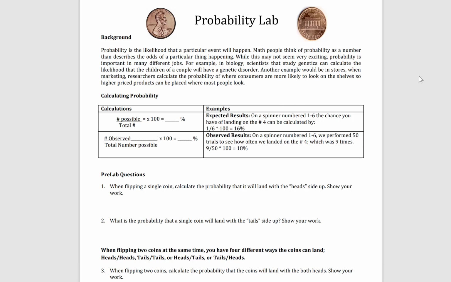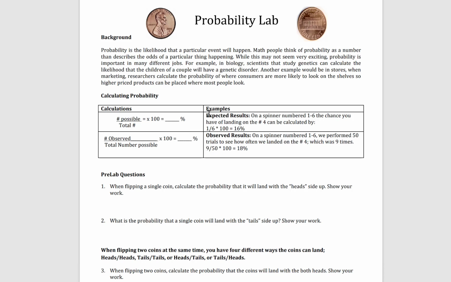So at the top, it's going to give you some background on what probability is. And here they just show you how to calculate probability. So you have number of possibilities over the total number, and then you multiply by 100 if you would like to get the percent. If you just wanted to get the decimal, you could just do the number of possible divided by the total number.